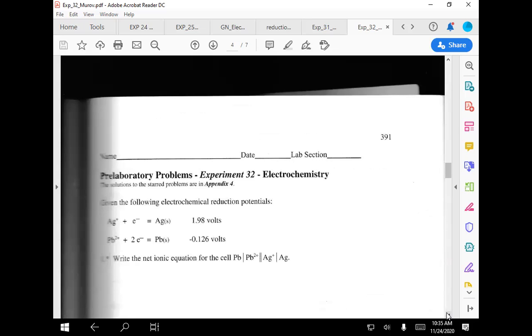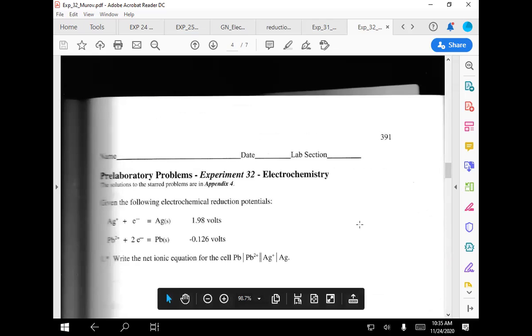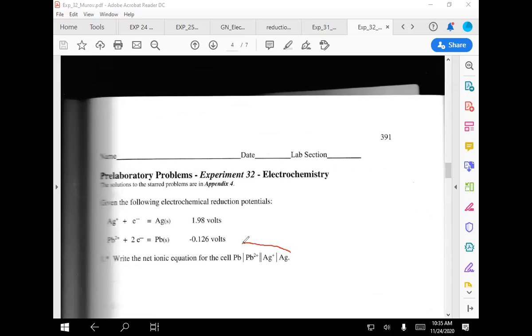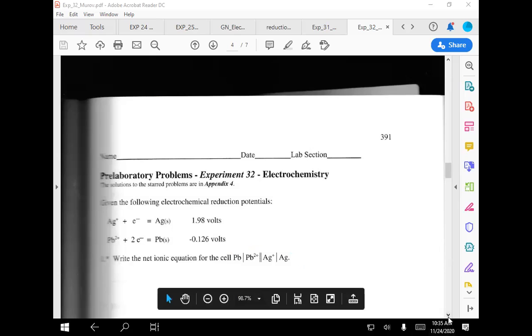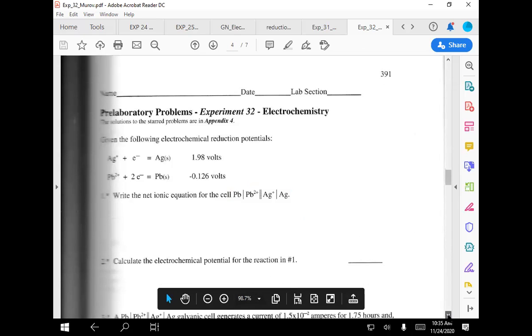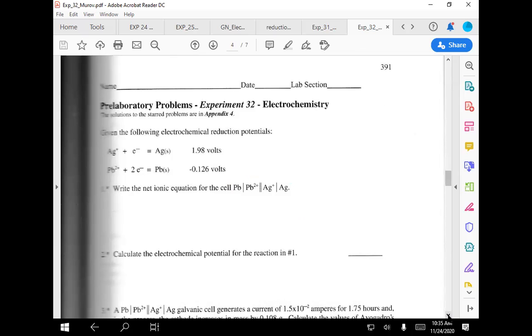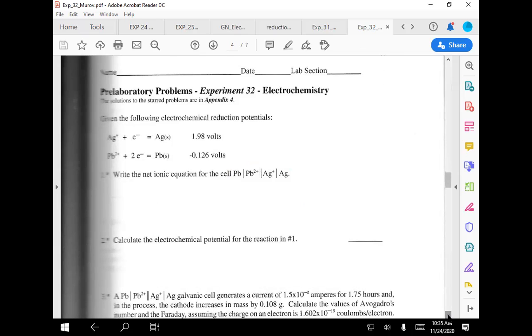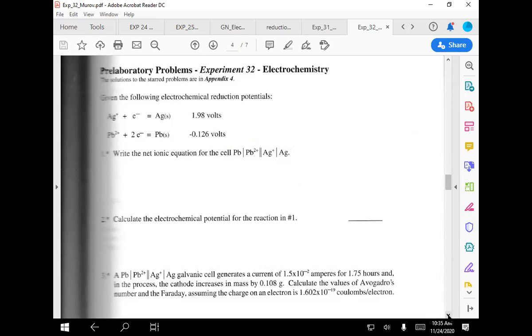Okay, so you will be answering the pre-lab problems. And then you notice they've given you the shorthand notation. So you're going to want to make sure that you follow the shorthand notation like we discussed in the lecture in order to write the net ionic. And they've given you the half reactions. And then they're asking you to calculate the E of cell. Looks like the answers are all in the back on this.